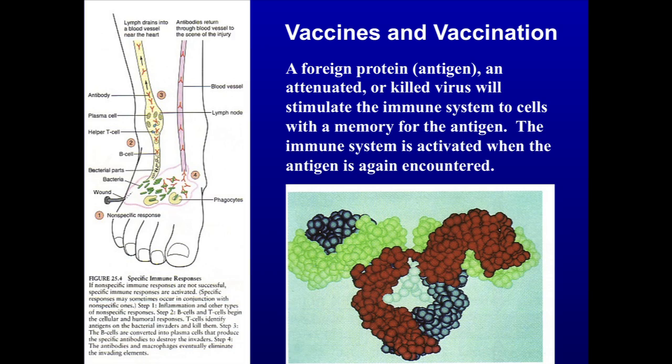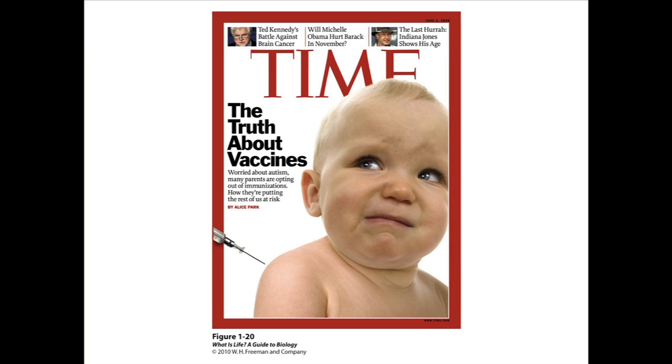But the point of the matter is the immune system retains this memory for the antigen. So if we can trick the immune system into thinking it's already seen this pathogen, the next time you actually are confronted with the thing, you're all over it. And that's the basis of what we're trying to do with the vaccine.